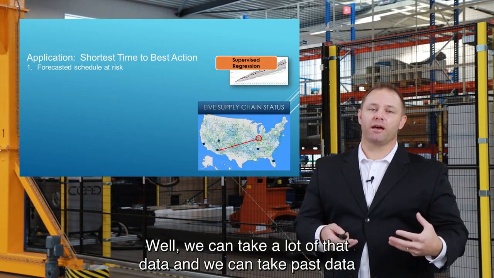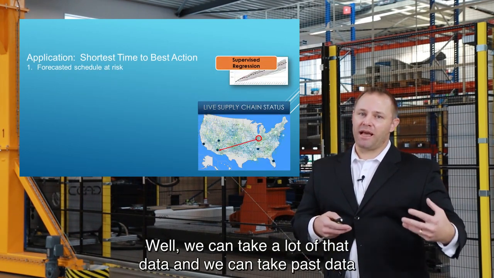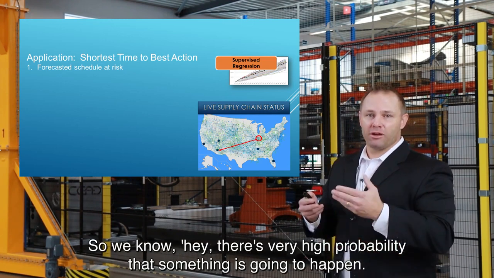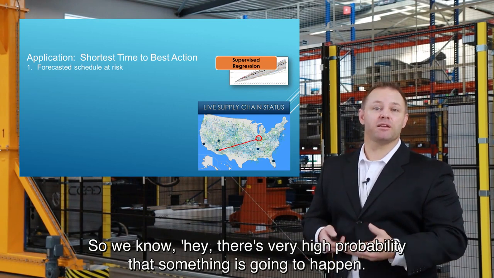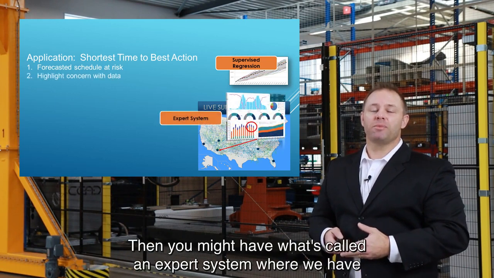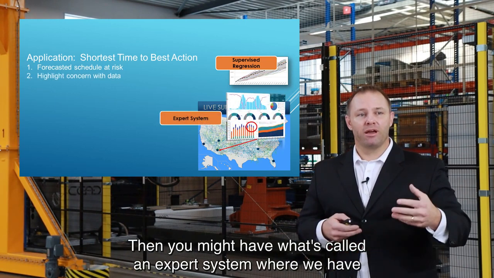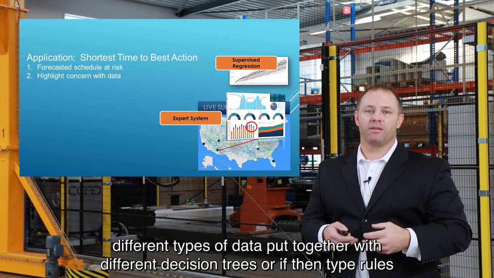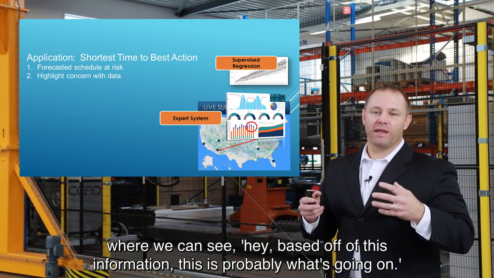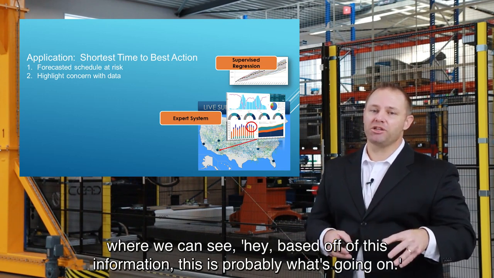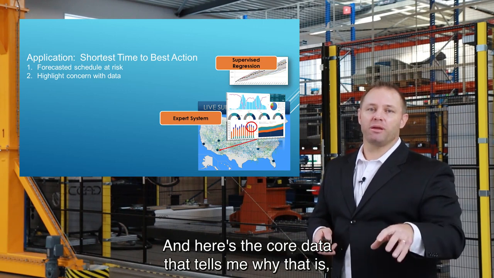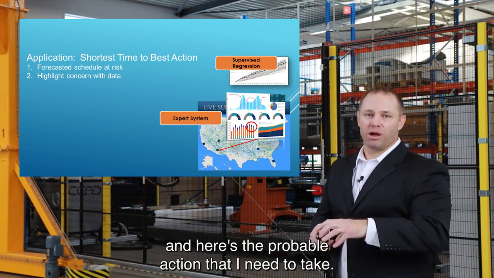Well, we can take a lot of that data and we can take past data and we can provide supervised regression. So we know, hey, there's very high probability that something is going to happen. We need to take action if we don't want that to happen. Then you might have what's called an expert system, where we have different types of data put together with different decision trees or if-then type rules, where we can see, hey, based off of this information, this is probably what's going on. And here's the core data that tells me why that is, and here's the probable action that I need to take.